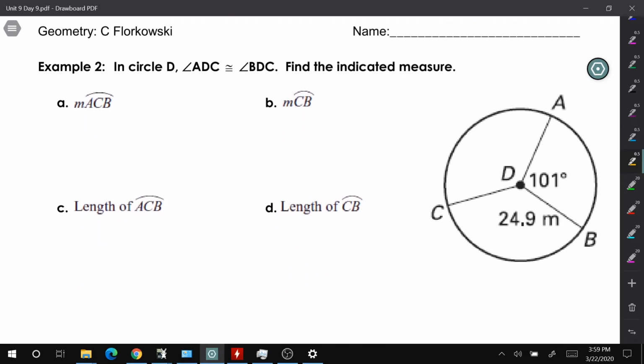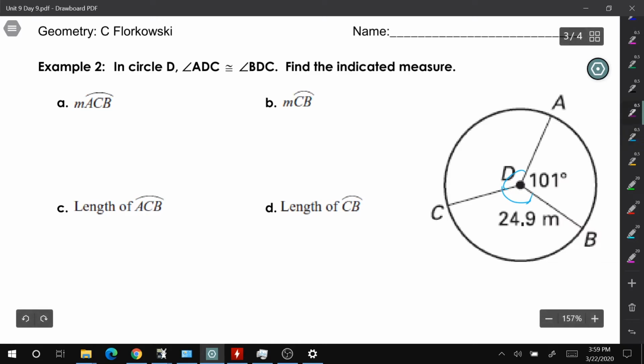This one example is a good mixture of arc measure and arc length. Remember, arc measure is going to talk about the angle, so the answer is going to be in degrees. Up here we have that angle ADC and angle BDC are congruent. So these two angles are congruent. So we can figure out what those two angles are before we start the problem.